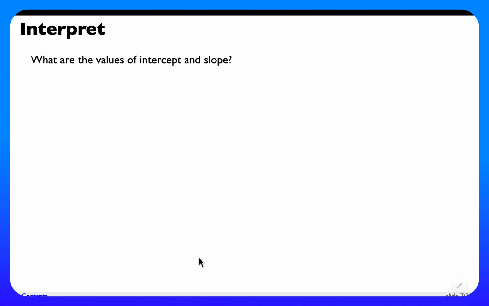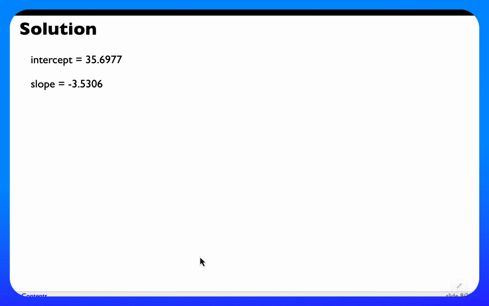What are the values of the intercept and slope? Okay, so answer that question. This should just take you a second. I just gave you the answers, so anyway, pick them out and write them down. Okay, assuming you've done that, the intercept is 35.6977. The slope is minus 3.5306. And again, we just take those right out of the summary output.